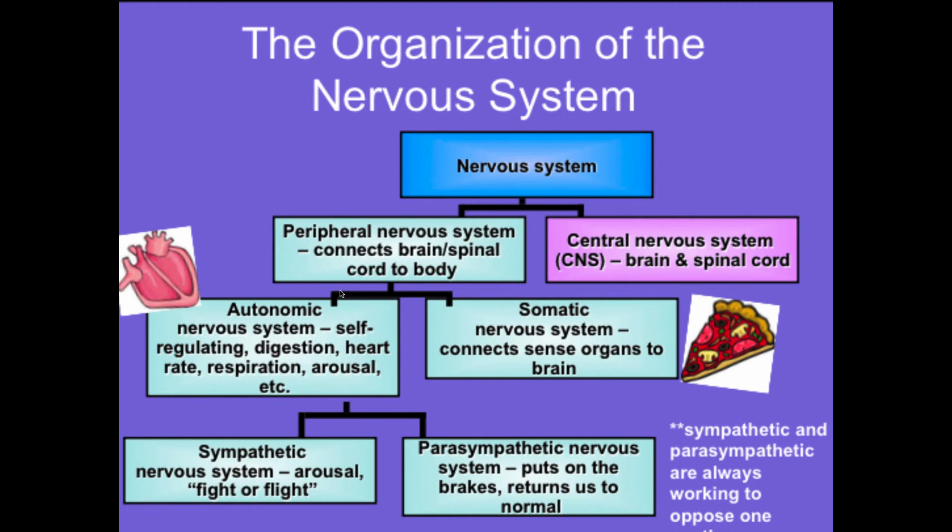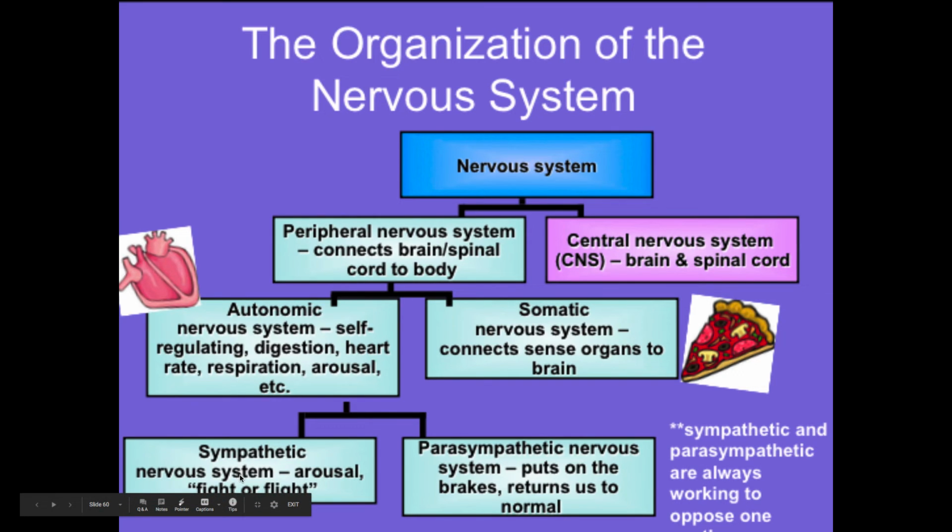The autonomic division of the peripheral nervous system is responsible for all of your automatic functions. Autonomic, think automatic. It's a good way to remember it. The autonomic nervous system is responsible for all of your homeostatic physiological functions: your digestion, respiration, heart rate, arousal, meaning your fight or flight response. And that brings me to the final subdivision, which is your sympathetic and your parasympathetic nervous system.